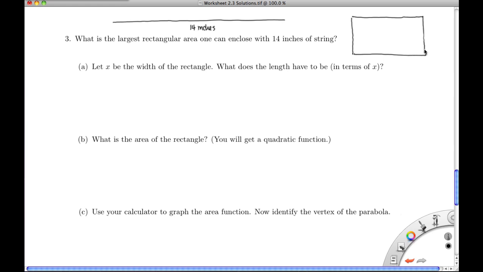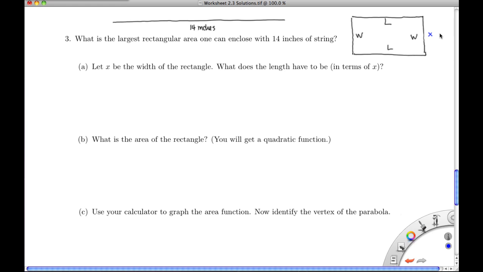Okay, so let's break it down into steps here. If we think about this rectangle, it's got some length, we could call that L, and it's got some width. It's got a length here, and it's got a width here. So this is sort of a general rectangle. And we're going to let X be the width here. So I'm going to go ahead and say that's going to be X.